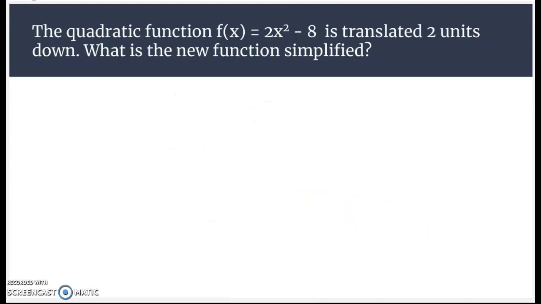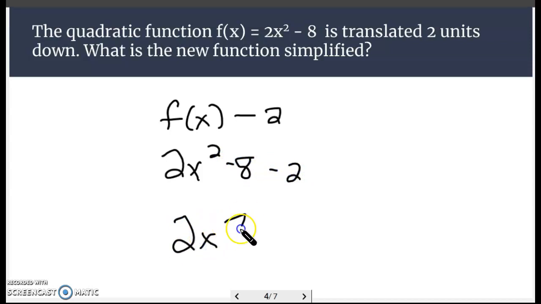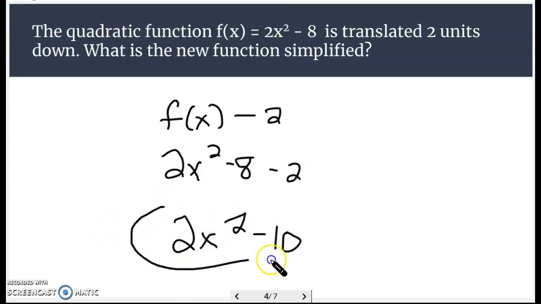Let's look at another one here. The quadratic function f of x equals 2x squared minus 8 is translated 2 units down. What's the new function simplified? So we have f of x, and we're going down 2 units. That means we subtract 2 from the whole function. Here's the function, 2x squared minus 8. But then from that, I'm taking 2 away. So I'm now going to have 2x squared minus 10. And that is our new function, whether we call it f of x or g of x or whatever.